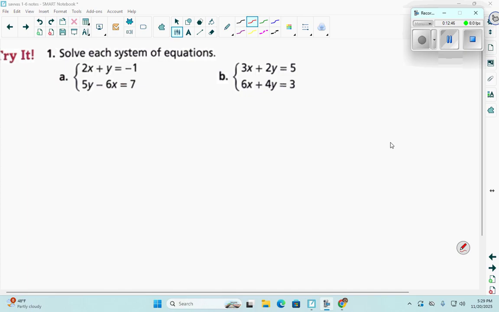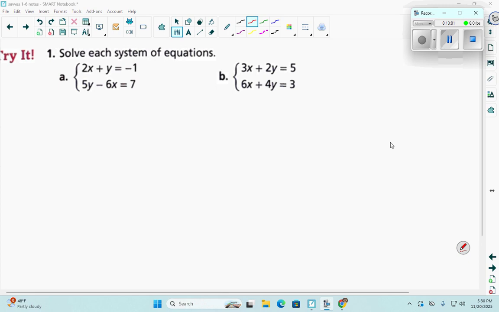Okay, so try it 1B. Again, you can sketch it. I'm going to sketch it at the end. So on this one, just because we did substitution on the last one, we're going to do elimination on this one.